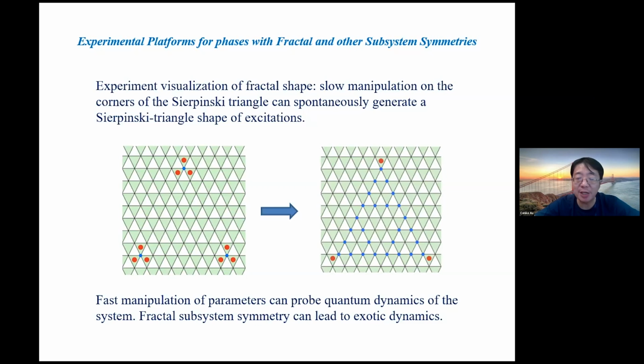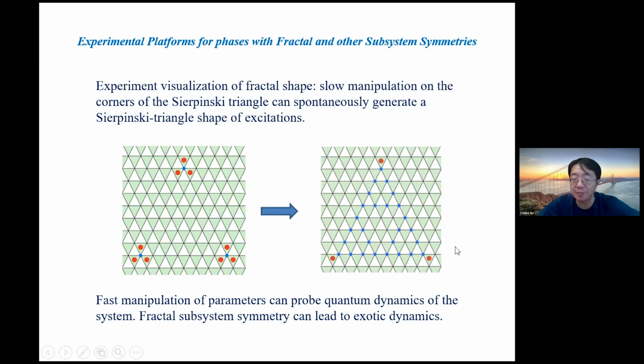So, for example, suppose I manipulate the Hamiltonian of the system only at the 3 corners of a Sierpinski triangle. For example, I turn on the chemical potential for the Rydberg atoms on the 3 corners, slowly. If I do it slowly, there's an adiabatic theorem which guarantees that the system will remain in the ground state of the instantaneous Hamiltonian. So even if we only manipulate the 3 corners, we are supposed to see the emergence of a Sierpinski triangle kind of excitation in between.